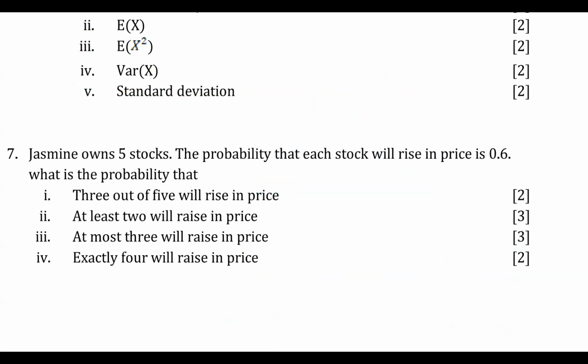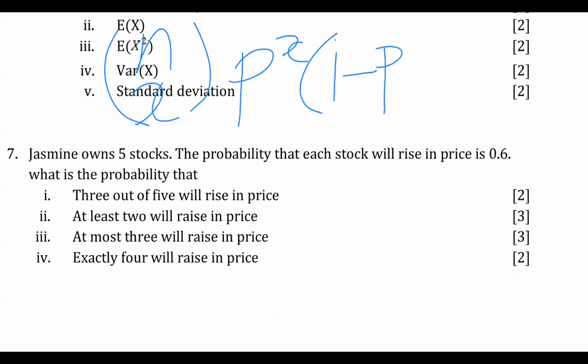Okay. So the other one is at least 2 will rise in price. Now the word at least means greater or equal to, right? Greater or equal to 2. So when you ask at least 2, it means that 2 is included. When you say at least, greater or equal to 2, it's 2 and above. So what you can do, since we know that all the probabilities, when you sum them, equal 1, right?